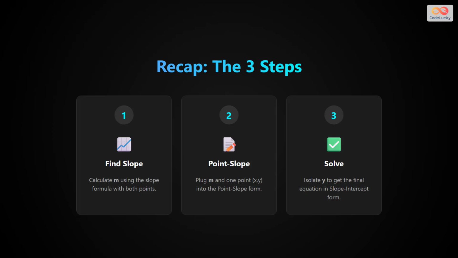To recap, remember these 3 steps. 1. Use the slope formula to find m. 2. Plug the slope and 1 point into the point-slope form. And 3. Solve for y to get your final equation. With practice, this process becomes very fast.